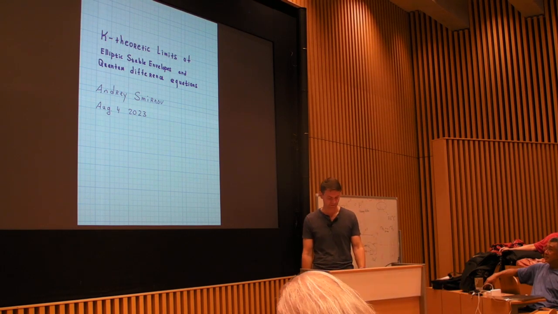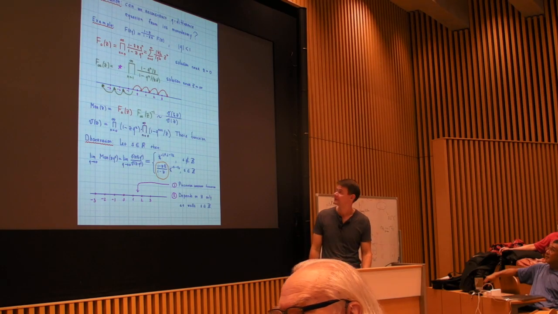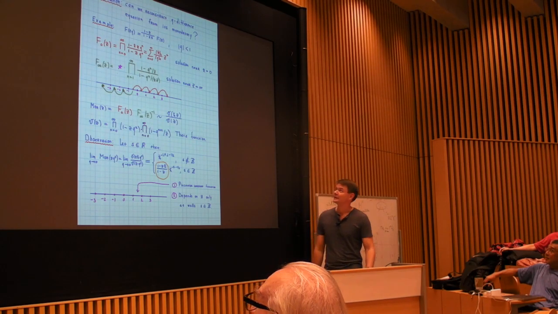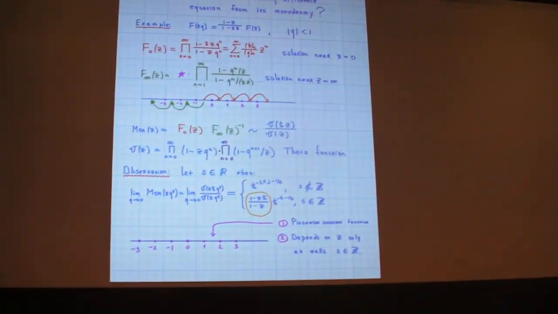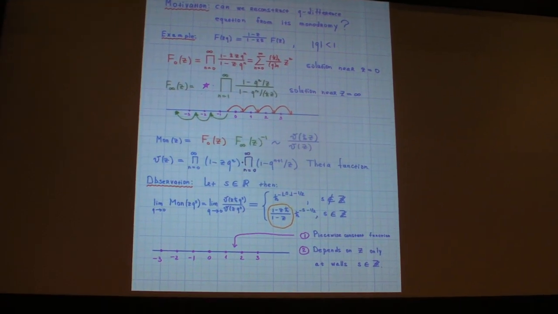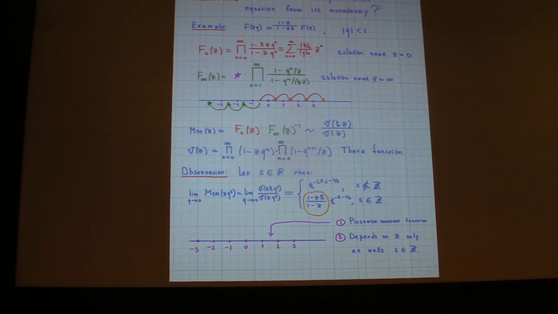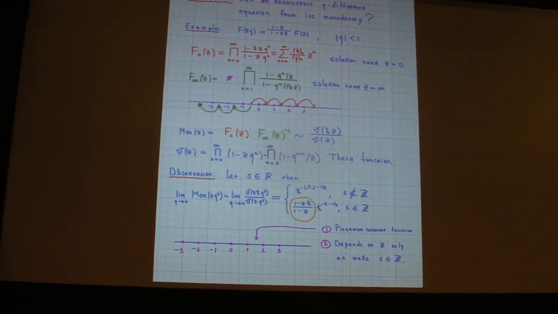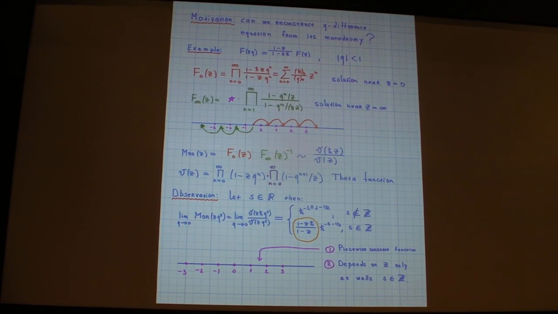So I would like to start with the following motivation, the following question. Say we know a monodromy of a certain difference equation, can we reconstruct the difference equation itself? The answer is yes, in most cases. And so let's see how it goes.